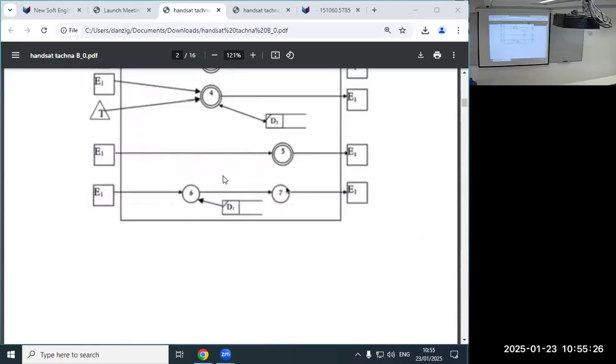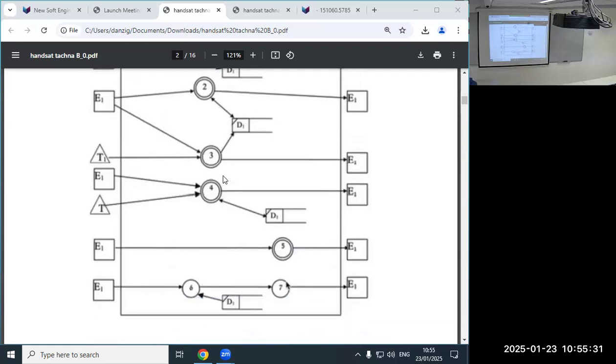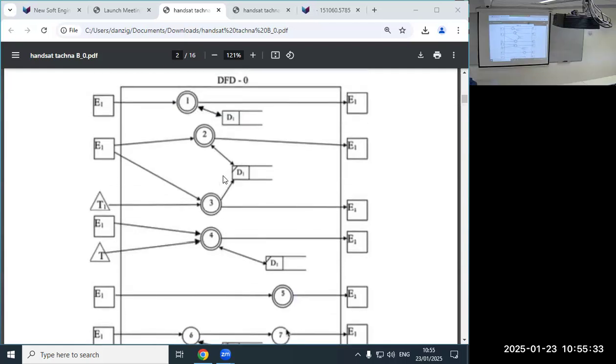So here we have a DFD. Before we continue, you see that? We learned DFDs. How many complex processes are there? Nobody knows? Don't know what a complex process is?